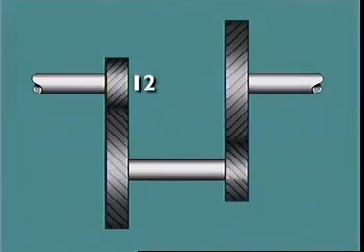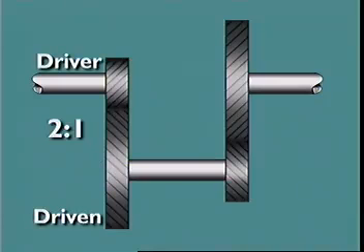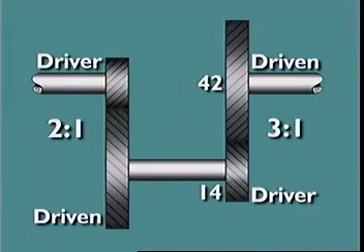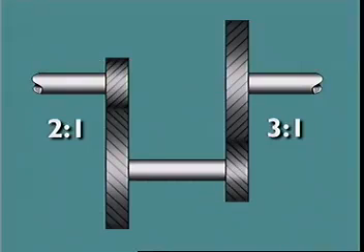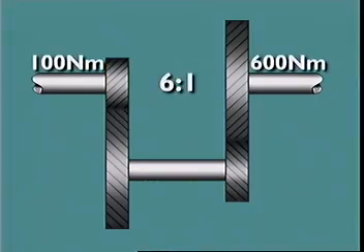The input gear with 12 teeth drives its mating gear on the countershaft, which has 24 teeth. This is a ratio of 2 to 1. This ratio of driven over driver at the input, 2 to 1, is then multiplied by the output ratio, which has a driven to driver ratio of 3 to 1. This gives a gear ratio of 6 to 1 between the input and the output, resulting in a speed reduction and a corresponding increase in torque.